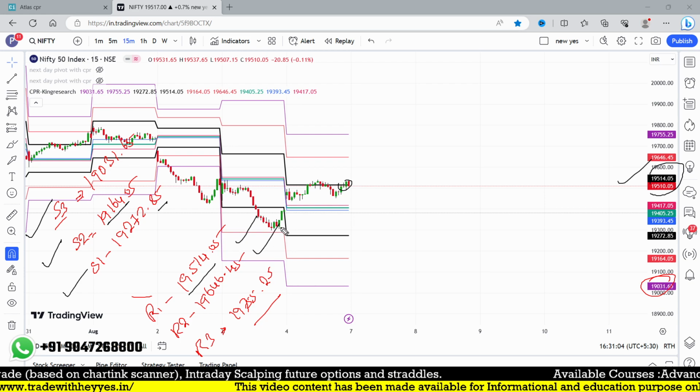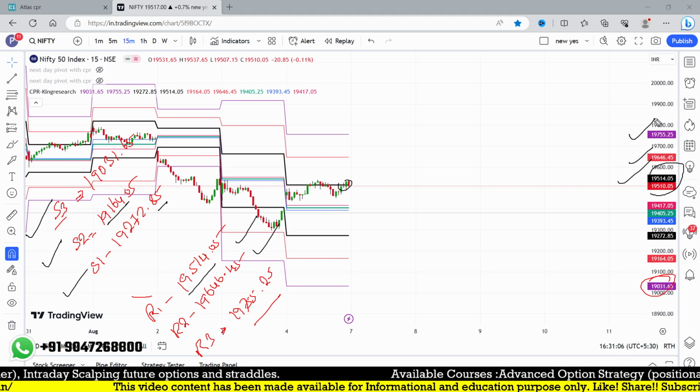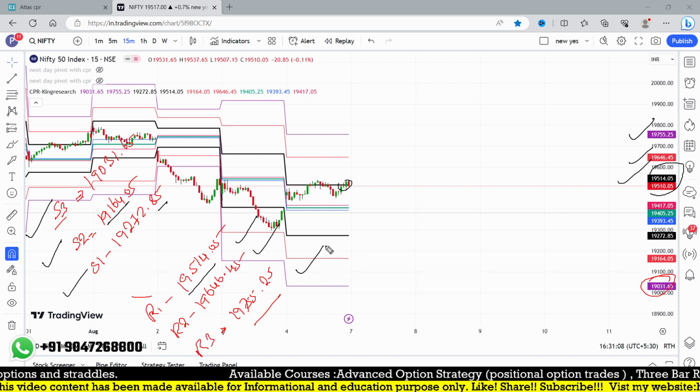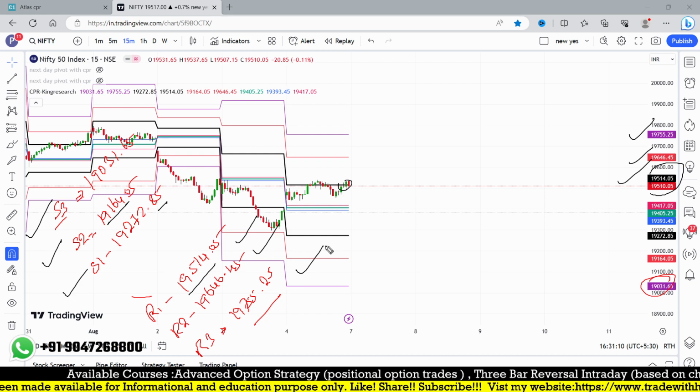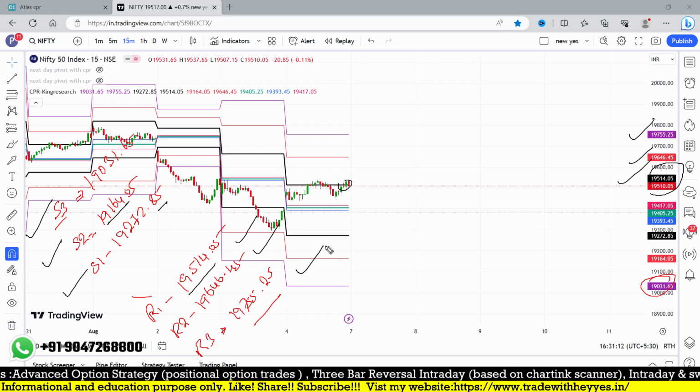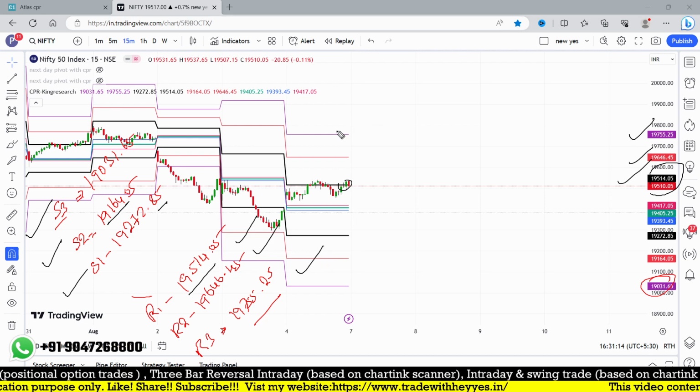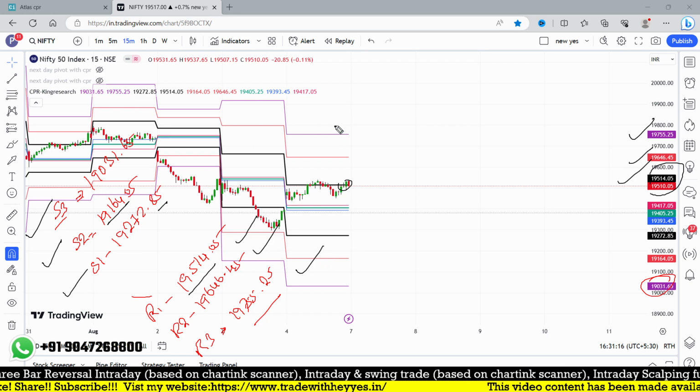R2 is 646.45, that's also right. And final level is 19,755.25. So we have exactly taken about those R1, R2, R3 of Camarilla.